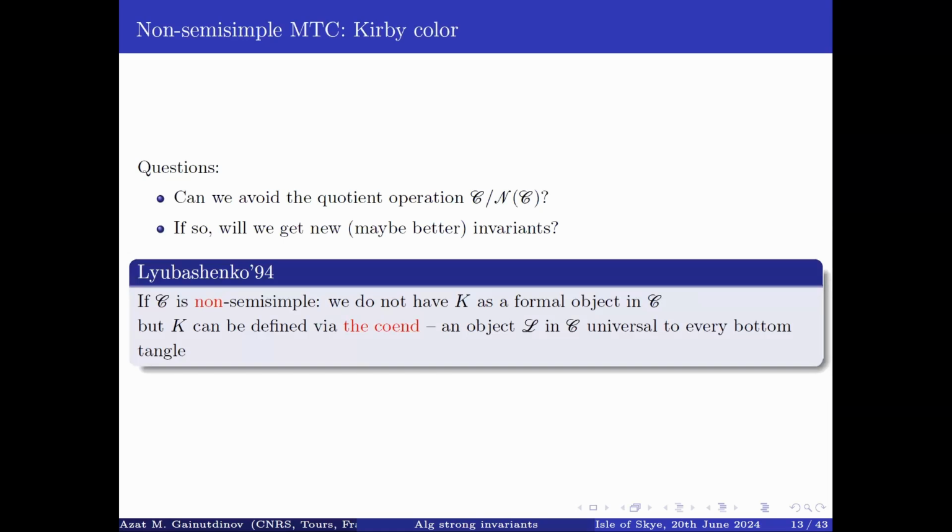Basically, Reshetikhin proposed the first definition of what should be a modular tensor category in the non-semi-simple setting. Because it is non-semi-simple, we don't have K as a coend, because we might have continuously many objects. It doesn't make sense to sum over the objects' dimensions. But K can be defined by a canonical point. It's an object in my category, and the topological meaning of such a point is that it's universal to every bottom tangle.